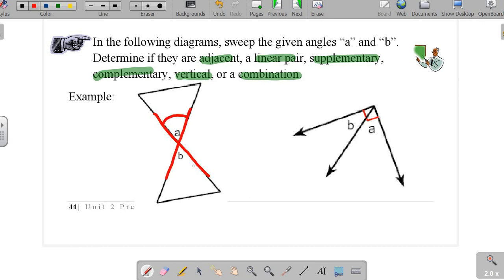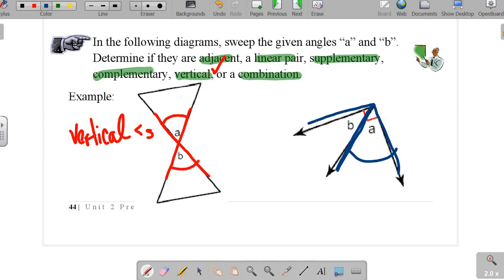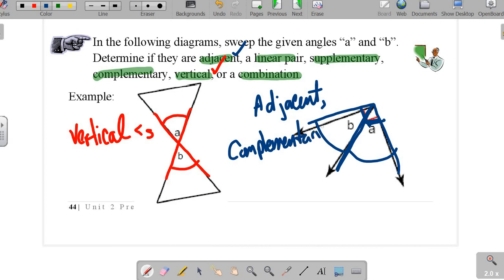Trace the straight lines, sweep. Here, angle B and A are vertical and only vertical. These are vertical angles. Over here, trace A, trace B. Well, they're back to back, so that means they're adjacent. But they also add up to 90 degrees, so they're also complementary. So they're both adjacent and complementary.